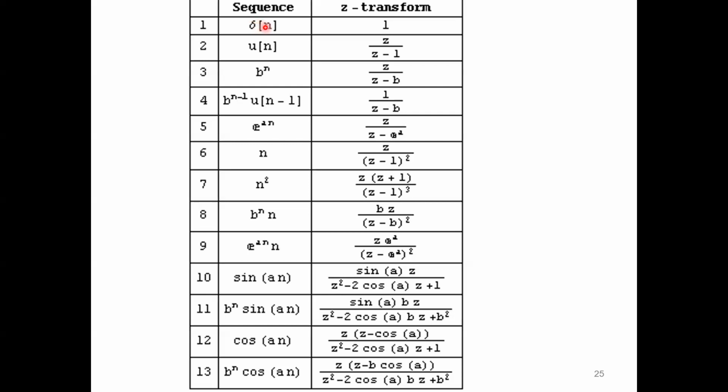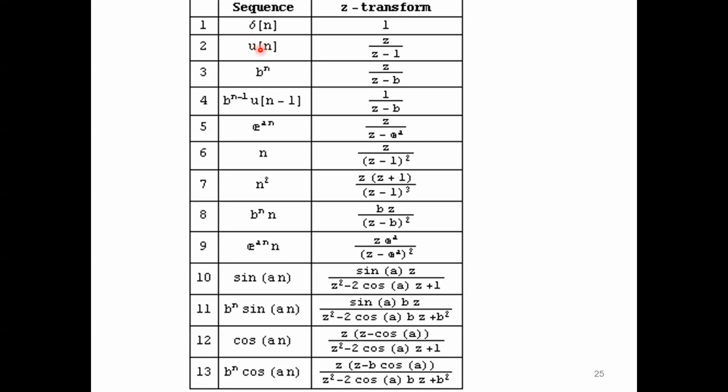Say delta n. This is the impulse, right? One single pulse, impulse rather. The Z transform is just 1. We saw that last time. This is u[n]. In fact, this is u(t) in continuous time. Right now, there is no continuous time. It is discrete time. So when I say discrete time, it is just samples, okay? Samples, numbers appearing at regular intervals.